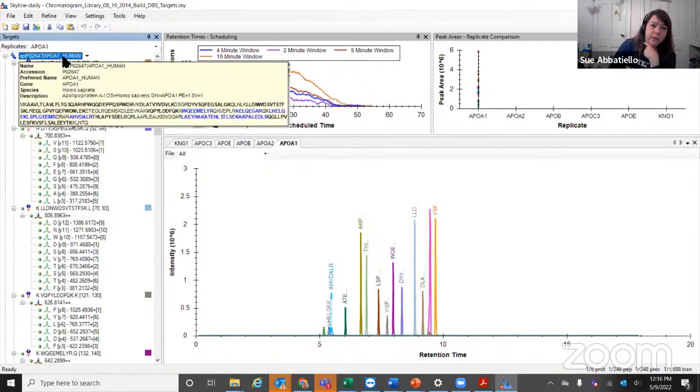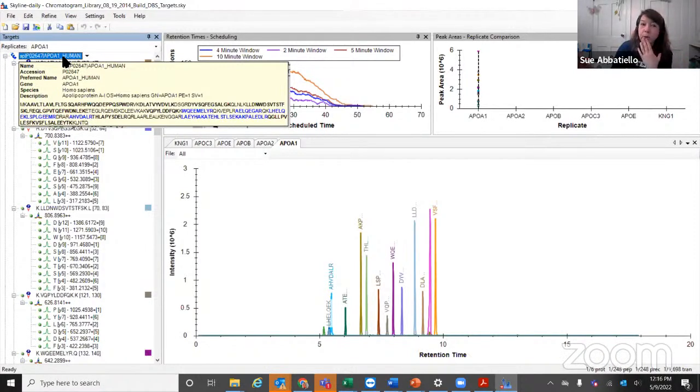Oh yeah, see, so this window pops up that has all the information that Skyline has pulled from the FASTA file. So the FASTA file has the protein name, accession number, preferred name, the gene code, the species it came from, and then the long text description. And then it has the sequence of the protein.